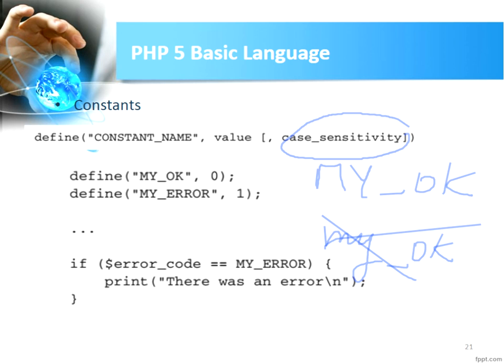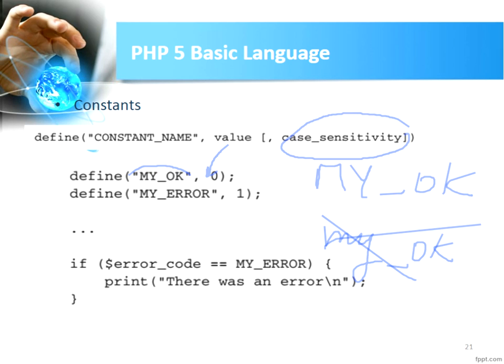Okay, so if I want to define a constant in my PHP program, I can write define. In the define, there are normally three arguments. The first one is the name of the constant, and my example is my OK. The second one is the value. So here in my example, the value of my constant my OK equals 0.